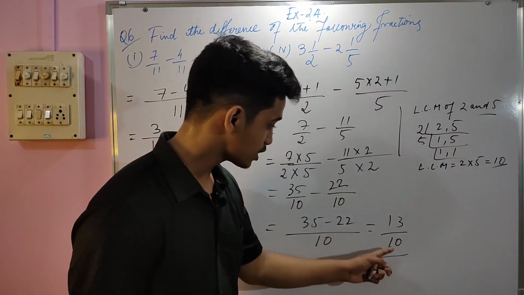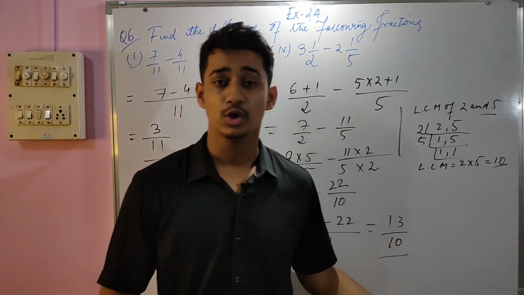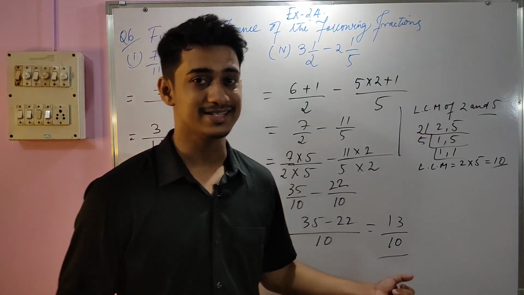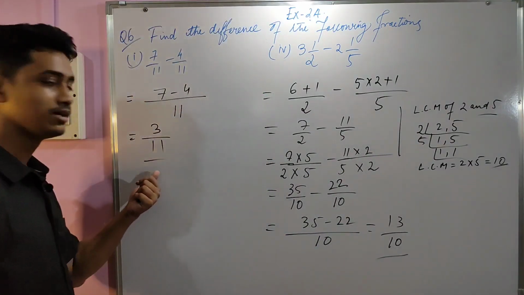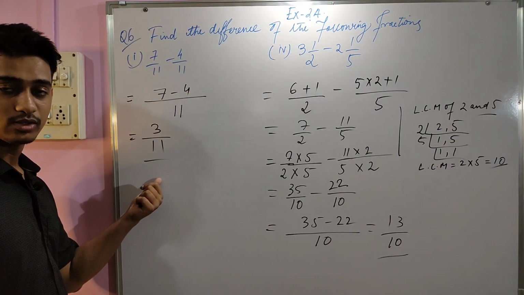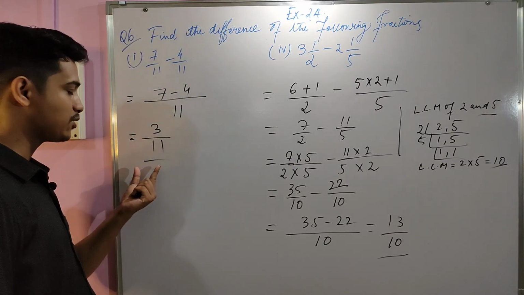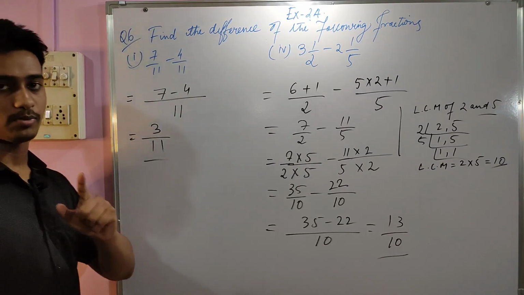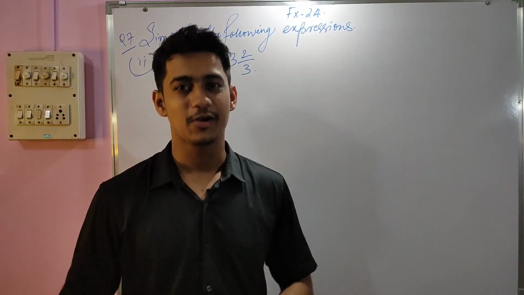So what is the type of fraction? That is 13 by 10, where the numerator is greater than the denominator, that is improper fraction. And for question number 1, what is the type of fraction? That is 3 by 11, proper fraction. Remember that. So now comes question number 7.